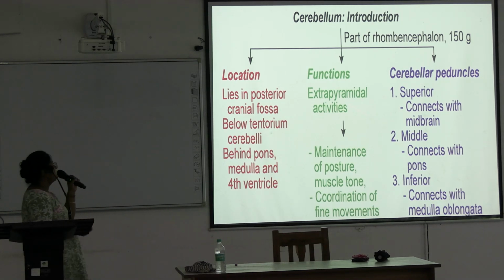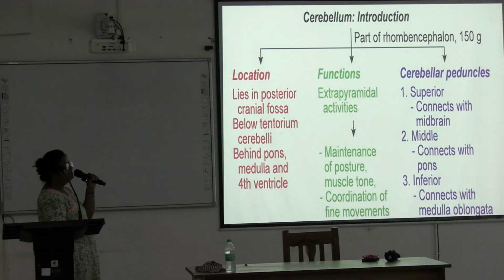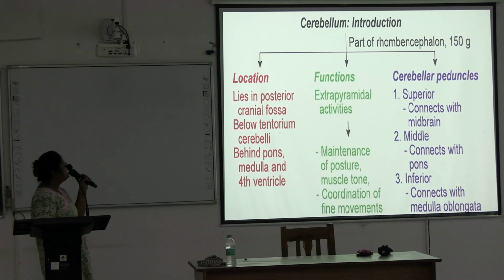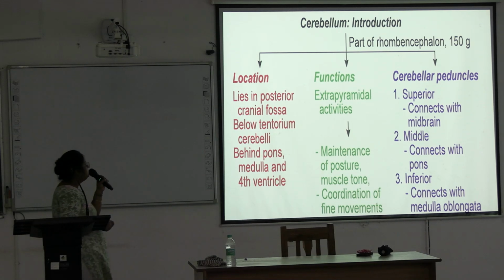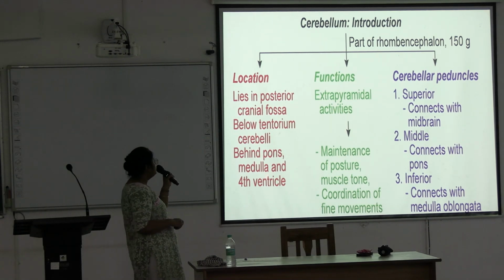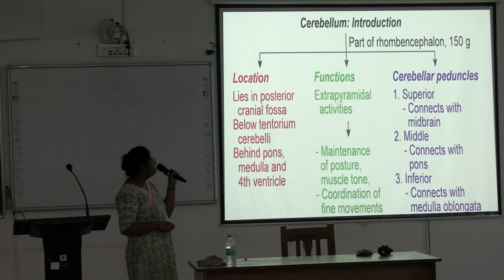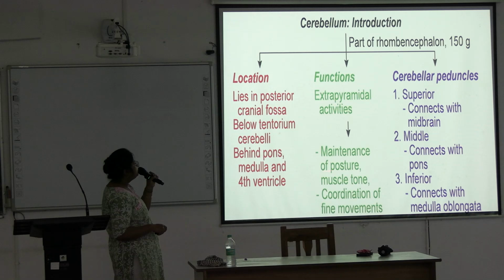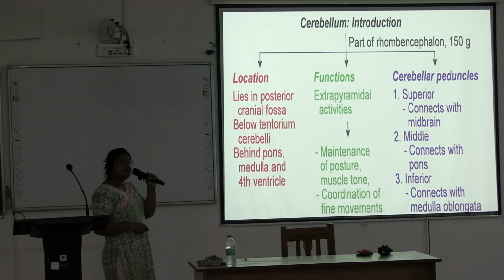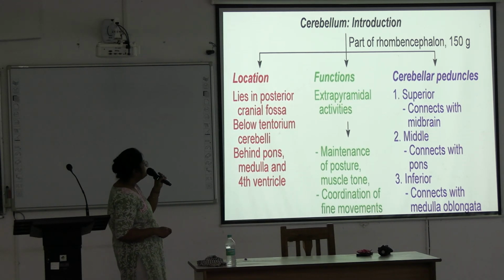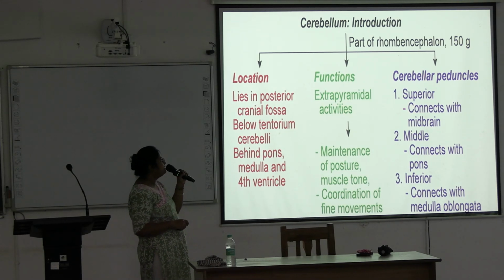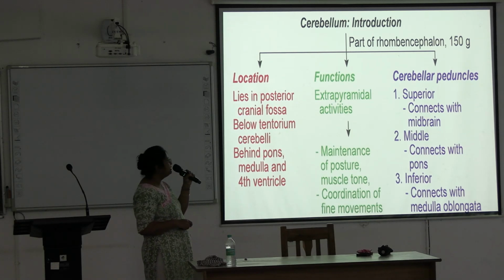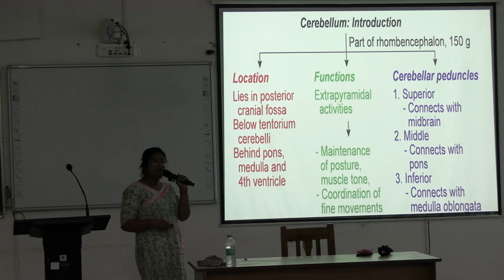So this is the summarization. Cerebellum is part of the rhombencephalon, 150 gram in weight. Location: lies in the posterior cranial fossa below the tentorium cerebelli, behind the pons, medulla and fourth ventricle. Okay. And what is the function? It has extrapyramidal activities: maintenance of posture, muscle tone and coordination of the fine movement. So these are the functions of cerebellum. And these are the connections via three peduncles, cerebellar peduncles. Superior one connects with midbrain, middle connects with pons, inferior connects with the medulla oblongata.